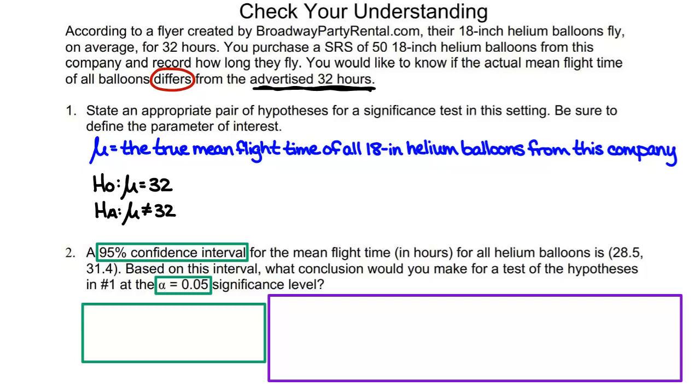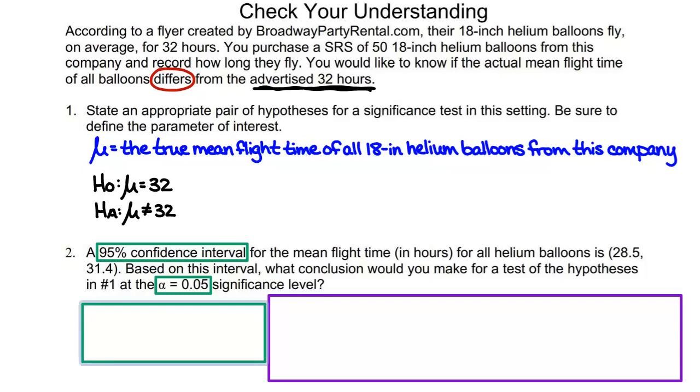All right, so we don't have to calculate the 95% confidence interval. They did it for us already. And that interval was 28.5 to 31.4. Based on that interval, would you reject or fail to reject?